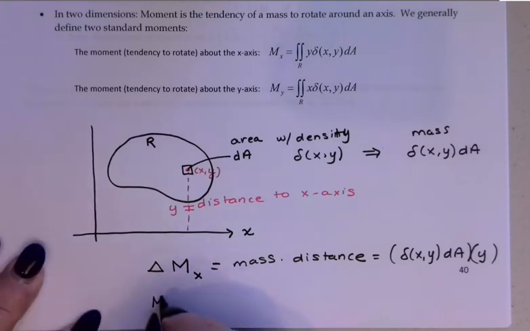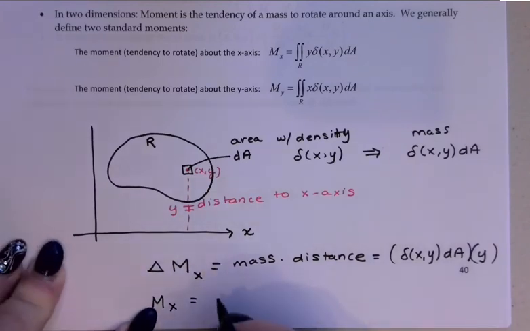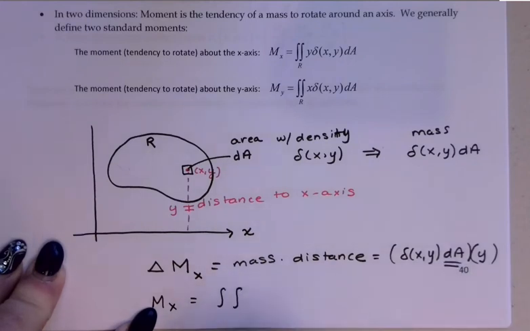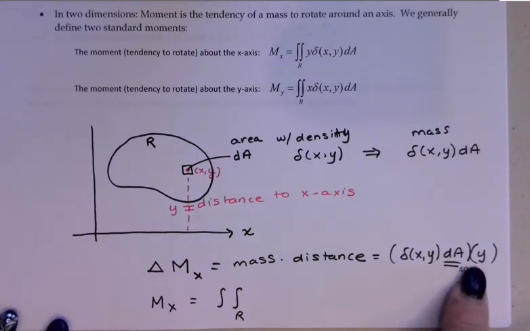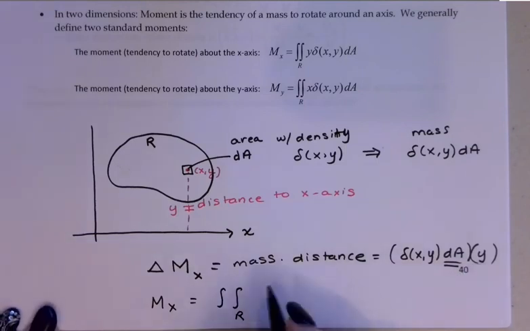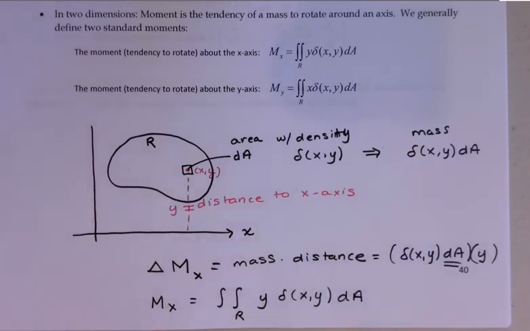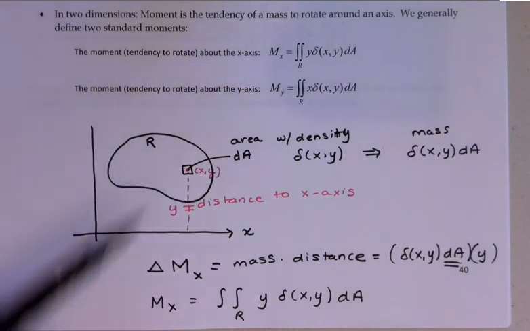So to get the full moment with respect to x, I would need to integrate this. Since I have a dA, I know it would have to be a double integral. That's also the only way I can represent my full region R. And then I'm just going to integrate this function. I'll rearrange. I'm going to put the y first, times the delta of x and y, times the dA. And there's that M sub x formula that I was giving you up here. But you can kind of see where the pieces come from.